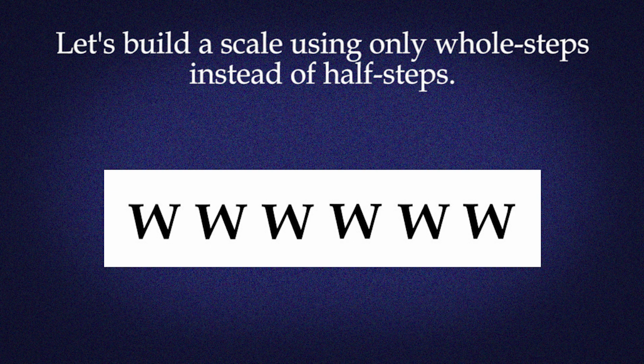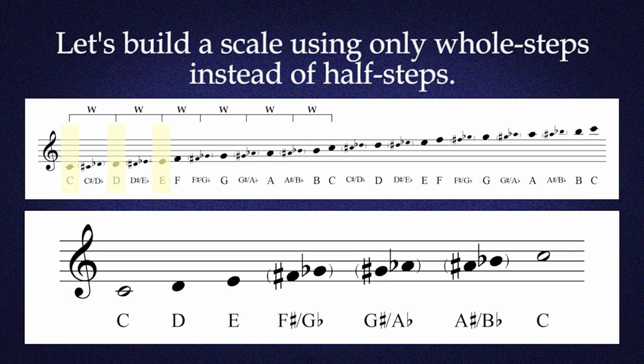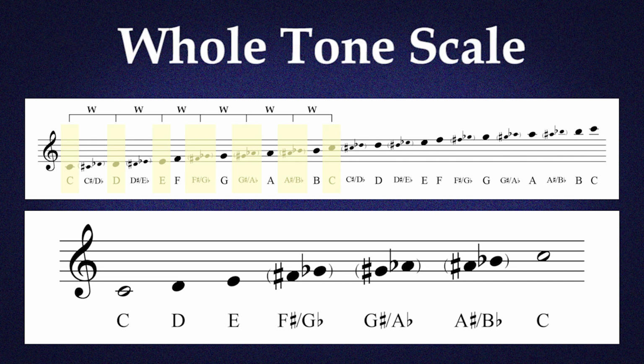Starting on C, we would get C, D, E, F sharp or G flat, G sharp or A flat, A sharp or B flat, C. Since we used only whole steps to make this scale, it is called the whole tone scale.